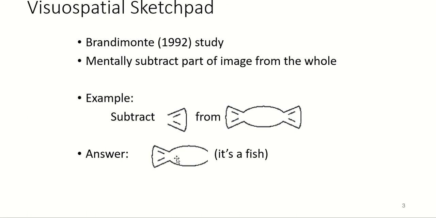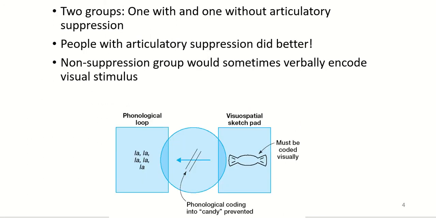So that's the task. Now there's one additional thing that's really interesting in this study that they did. And that was that in one group, they actually managed to block the phonological loop by giving people a secondary task that involved the phonological loop. So in one group, they were told, while you're doing this task, you have to go la la la la la the whole time.